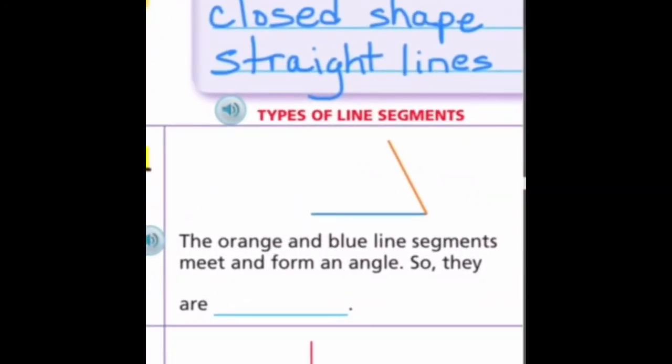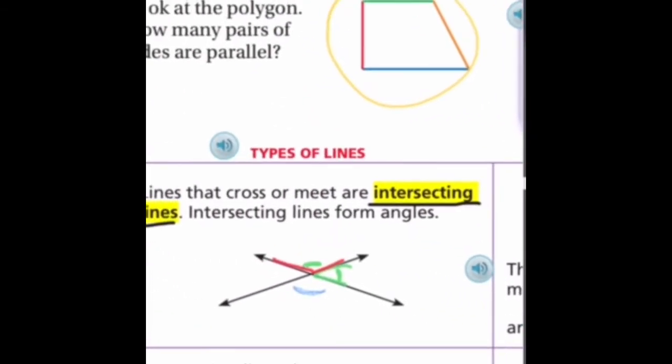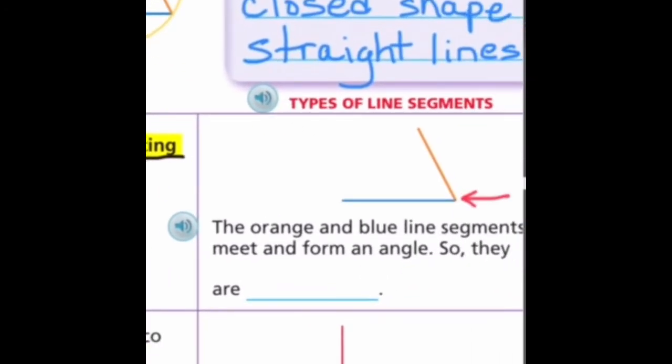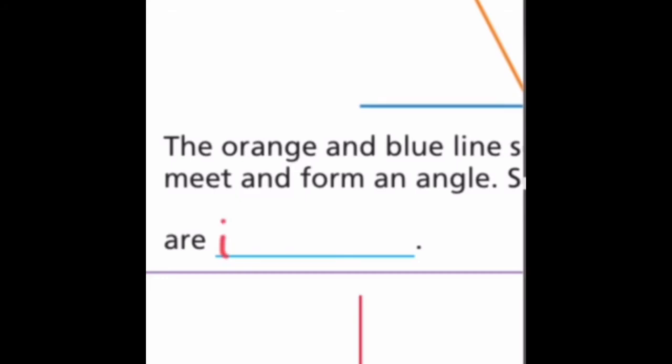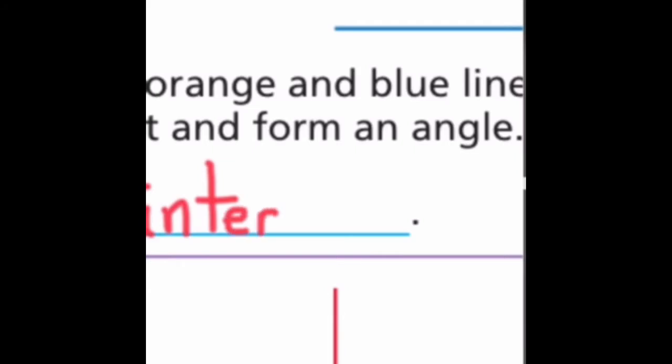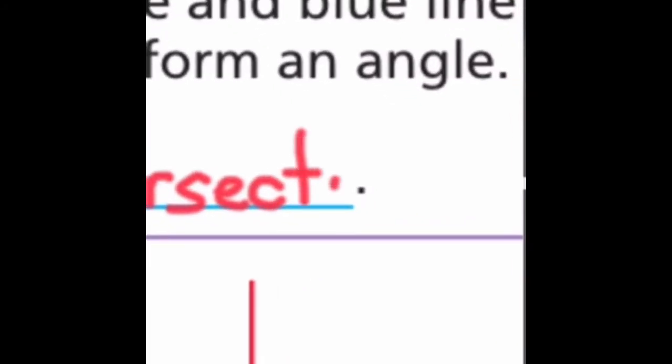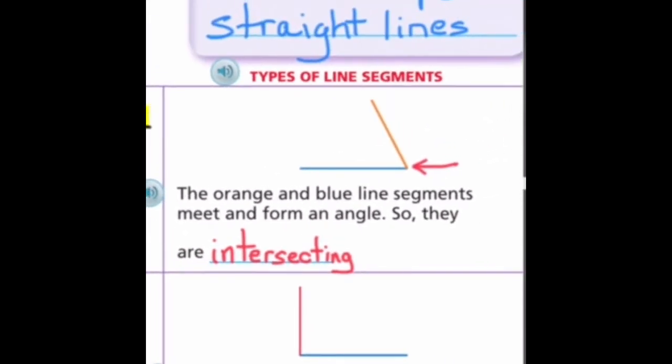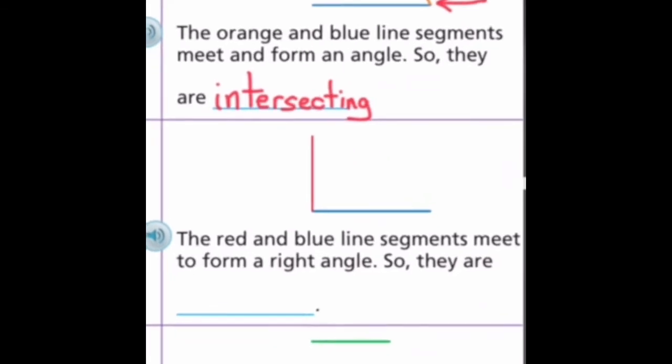Let's take a look at here. These orange and blue line segments, they meet right here at that point, and they form an angle. So those two, if we look at our definition, they cross or meet. They don't have to cross. Then that's called intersecting. So these are intersecting. I-N-T-E-R-S-E-C-T-I-N-G, intersecting. They cross or they meet, in this case, and they're intersecting. Let's take a look at our next example.